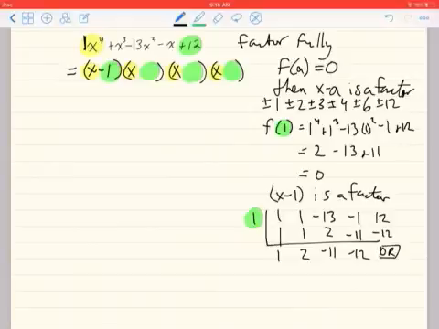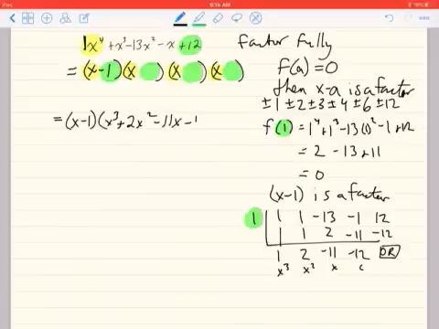That's our remainder. So here now you have a constant term, you have an x term, you have an x squared term, and an x cubed term. So now this basically factors to x minus 1 times x cubed plus 2x squared minus 11x minus 12. So now our new question becomes, how do we factor this? Right, so now it's a cubic function.